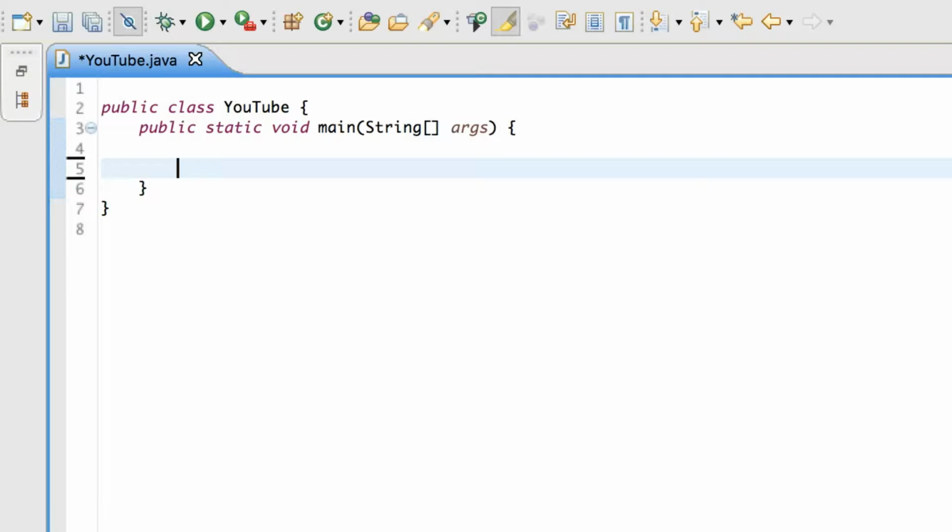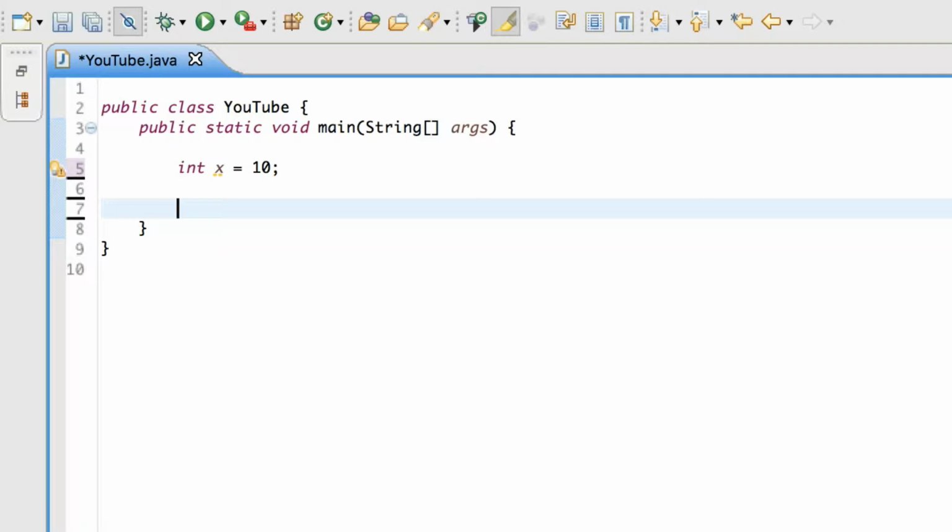So we can start off by creating an integer, and I'm going to name it x, and I'm going to have it equal 10, okay? And an if statement is written exactly as it sounds. You write the word if, and then you put parentheses behind it. And if we want to check and see if x equals 10, we would write if x equals 10.